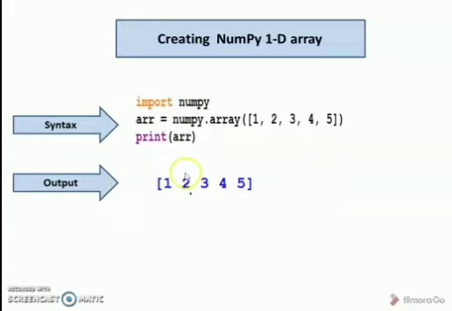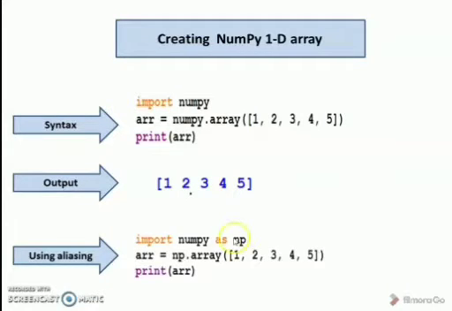That means these are the array elements. We can also use aliasing in our code, as we already discussed. To use aliasing, we use the as keyword. Syntax is we write import numpy as np. So we are renaming NumPy with np. Now in code we will use np.